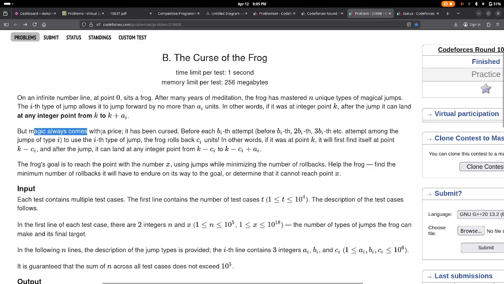But magic always comes with a price. It has been cursed. Before each bi attempt, this is pretty important, before each bi attempt to use the ith type of jump, the frog rolls back ci units. In other words, if it was at point k, it will first find itself at point k minus ci, and after the jump, it can land at any integer point from k minus ci to k minus ci plus ai.